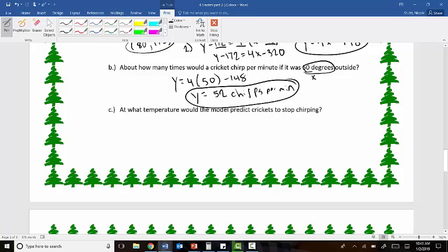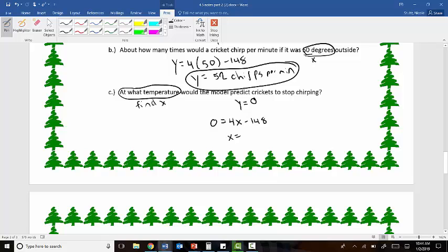Letter C says, at what temperature? So right there, at what temperature, that's code for find x, since temperature is x. That means I must give you the y value. What temperature would the model predict no chirping? Well, no chirping means 0 chirps. So you're using 0 for y. So we're going to do 0 equals 4x minus 148. So if we were to add 148 and divide by 4, we are going to get 37 degrees. So at 37 degrees, they're going to stop chirping.